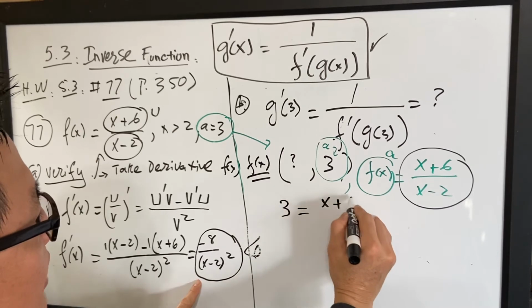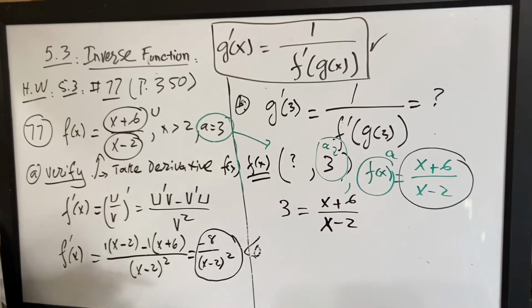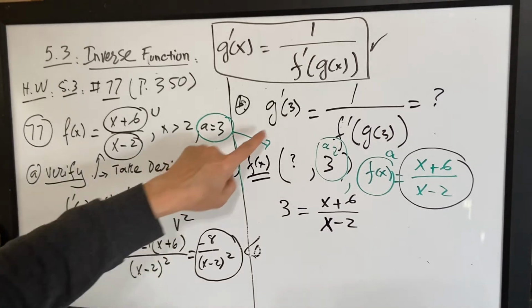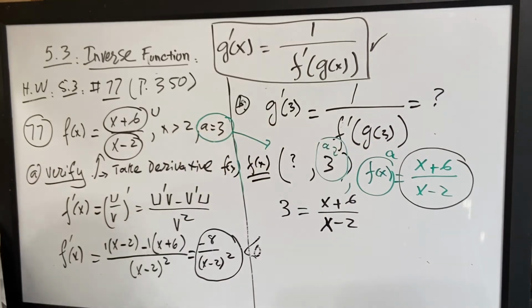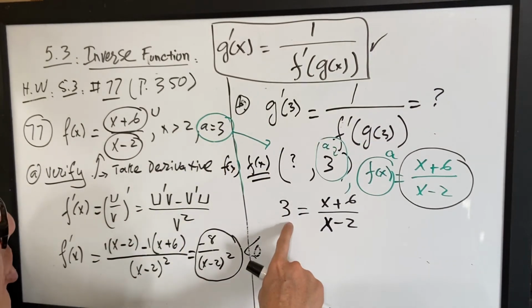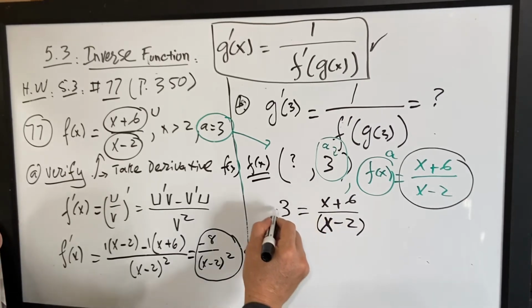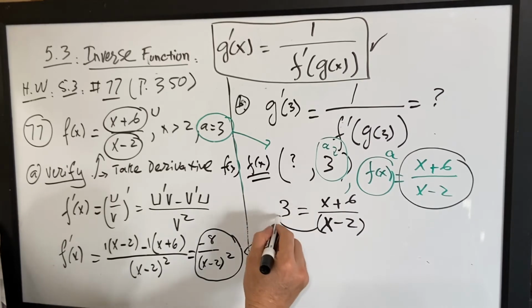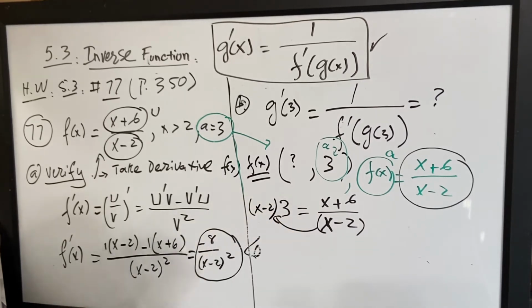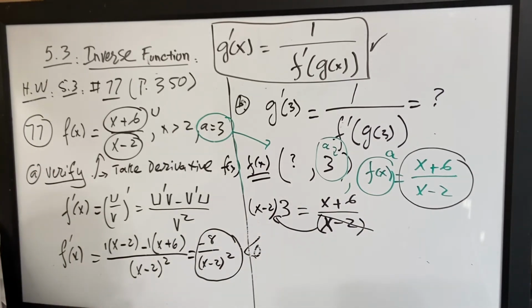3 equals x plus 6 over x minus 2. There we go. What am I looking for? I'm looking for, Mr. Deng, what is g of 3? Okay, in a moment you will see this. Solve this one for me. Can I times both sides by x minus 2? Okay, times both sides by x minus 2. So this will have x minus 2, and this times that, you got that one out. Can I do that, guys?